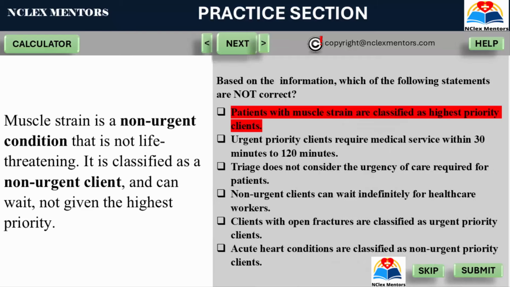Okay, time's up. Let's see the correct answers. Option A, patients with muscle strain are classified as highest priority clients. This is incorrect. Muscle strain is a non-urgent condition that is not life-threatening. It is classified as a non-urgent client and can wait. It's not given the highest priority.